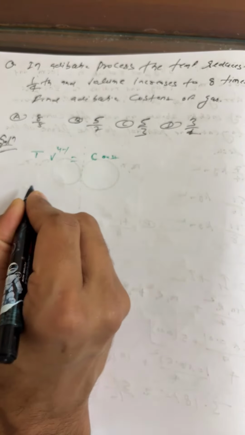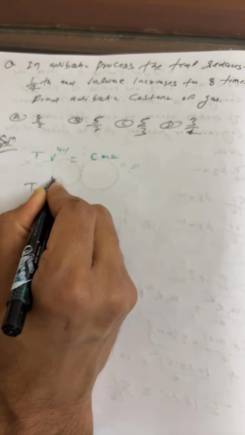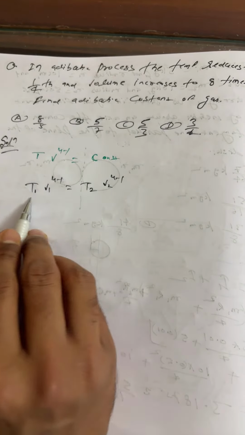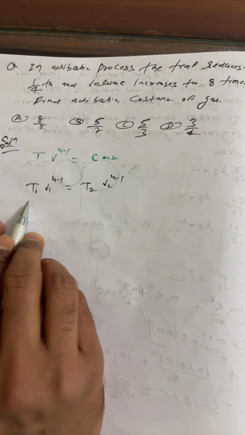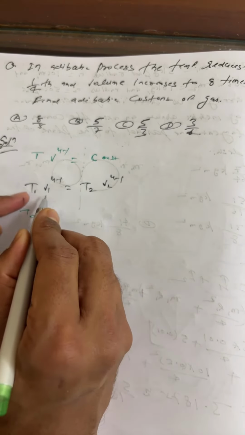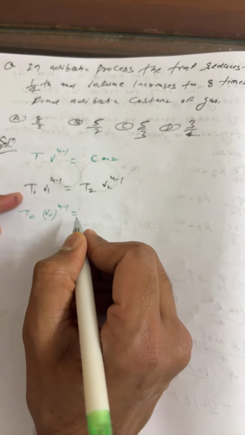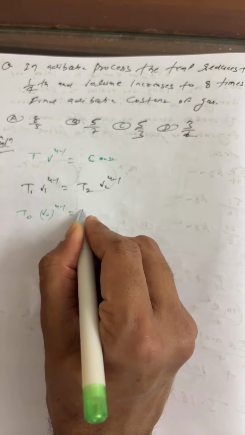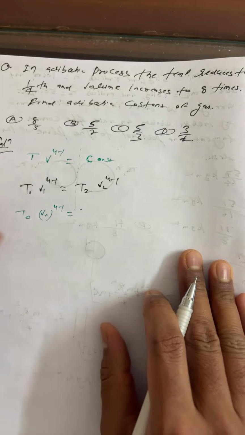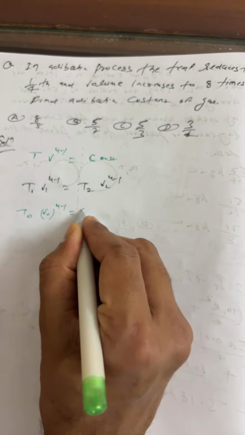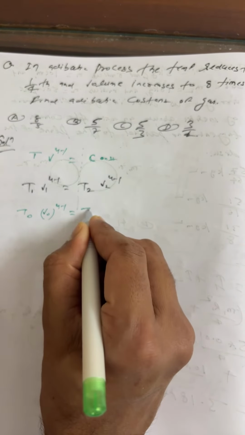So I can use here T1 V1 to the power gamma minus 1 equals T2 V2 to the power gamma minus 1. T1 is what we used to find? T1 you can take as the initial T naught, and V1 you can take as V naught to the power gamma minus 1. Next, T2: in the adiabatic process the temperature reduces to 1 by 4. This is initial, what I have taken as T naught. So finally, students, you can write this as T naught by 4.